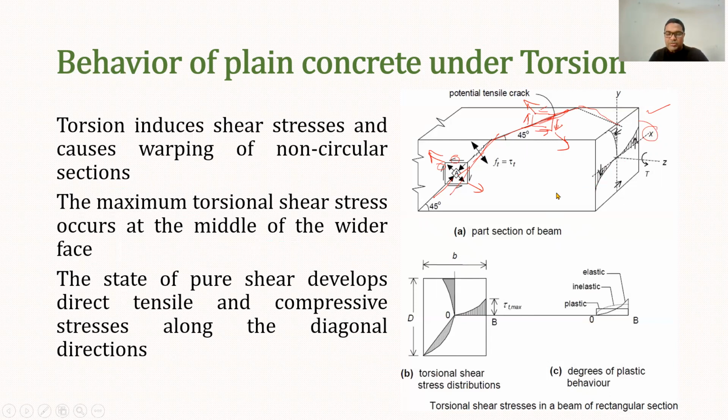And because of this torsional behavior, as I said, the cracks will occur spirally. You can see here it is occurring at 45 degrees. The crack in the beam will generally occur at 45 degrees, and if we plot all the cracks, it will be like spiral cracks.